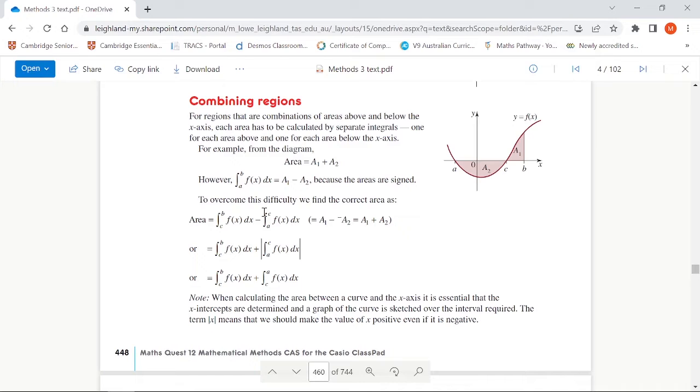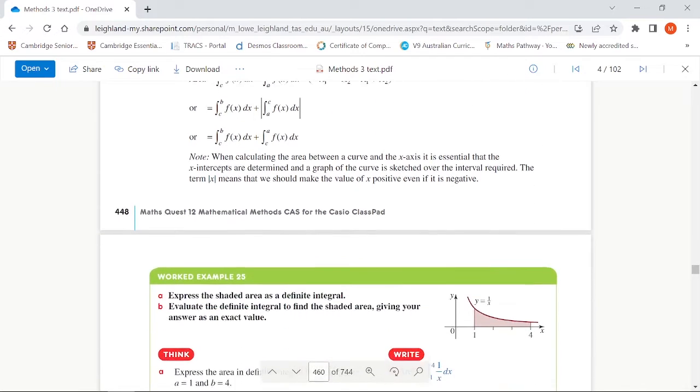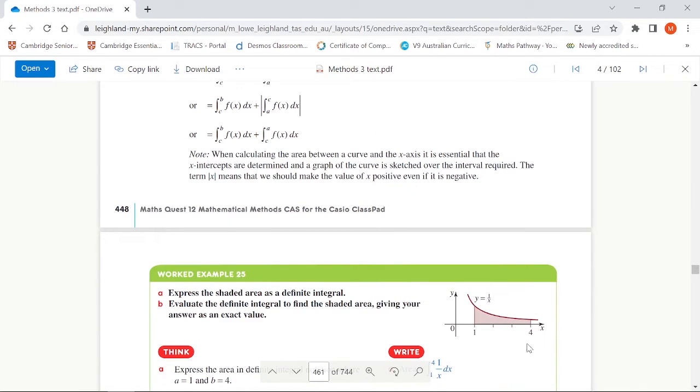Or we know the third way is that this one here has just had those terminals reversed. Okay, those limits changed from A to C to C to A. It's completely up to you as to how you want to approach it. But choose something that you know is going to be easy to remember for you to do. Okay, so we just need to make sure we know where it crosses the x-axis in those situations.